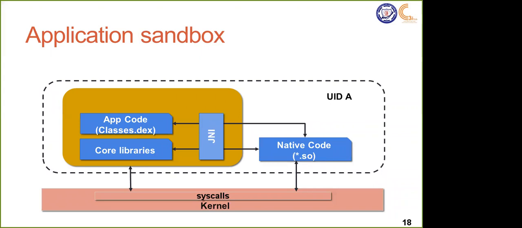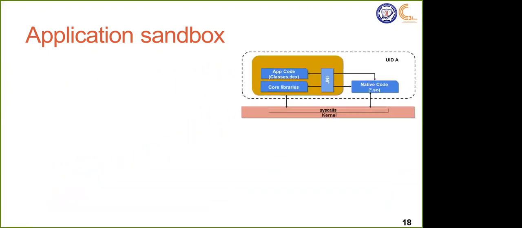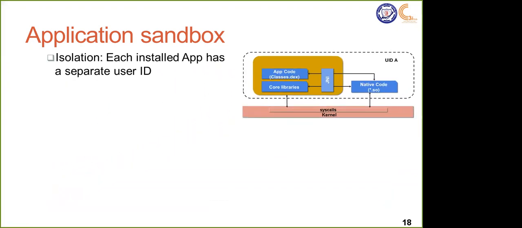So this is the application sandbox, where the classes.txt file and all the information is associated with the ART, and the native code is outside the boundary. But each and every application is assigned a unique user ID, which is generally used to enforce the security mechanism. So each app lives in its own sandbox.